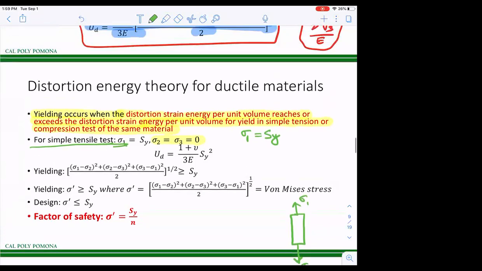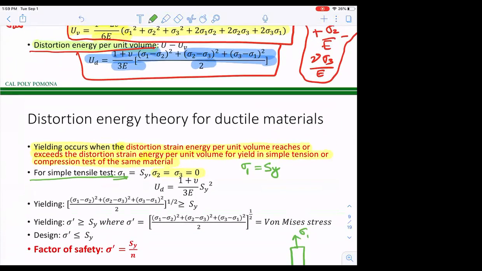So for that case, your distortion energy becomes, if you put sigma 2 and sigma 3 into this blue highlighted formula, sigma 2 to be 0, sigma 3 to be 0, and sigma 1 as SY, then you can write down UD equals (1 plus mu) over 3E times (2 SY squared) divided by 2. The 2 cancels out and you end up with this formula.